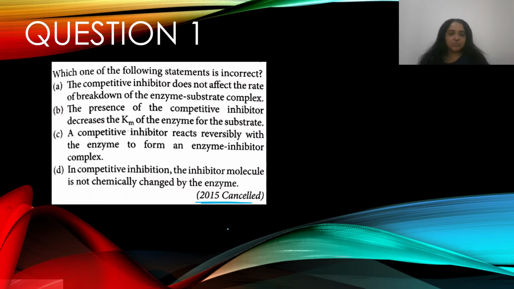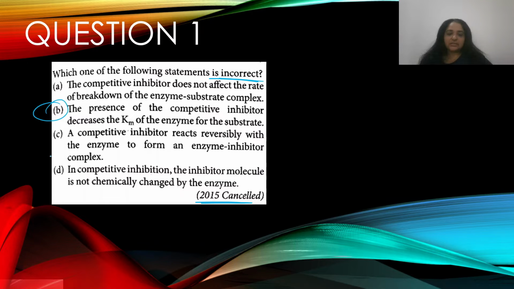Let's go through them. Option A: the competitive inhibitor does not affect the rate of breakdown of the enzyme-substrate complex. So you have to find the statement that is incorrect. Well, A is correct. B: the presence of the competitive inhibitor decreases the Km of the enzyme for the substrate. Actually, that's incorrect. So B ideally should be the right answer.